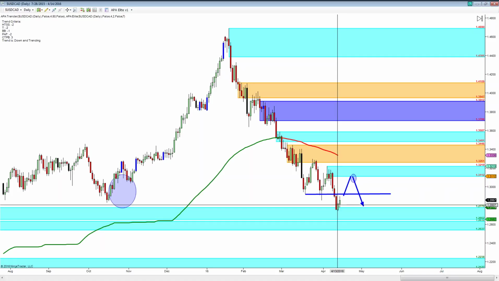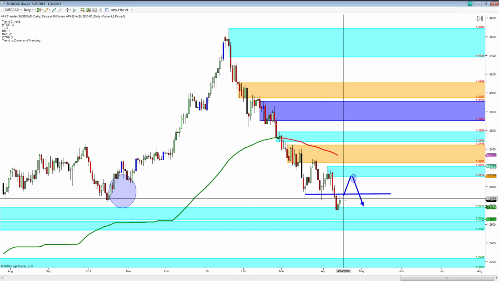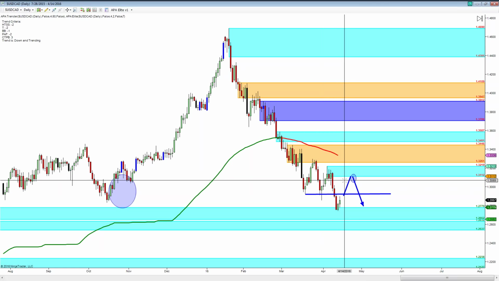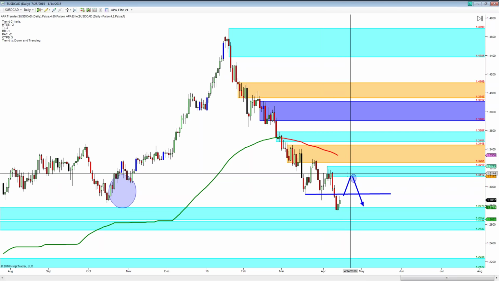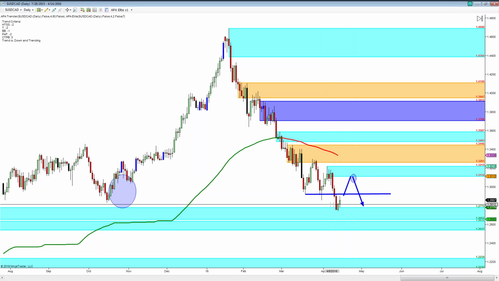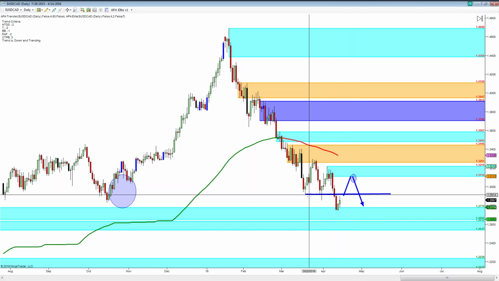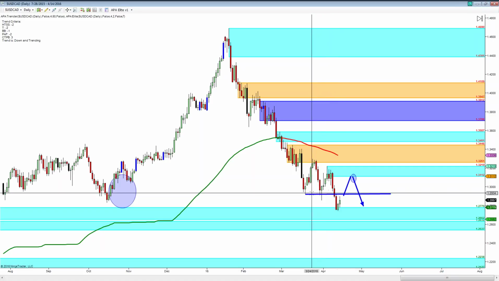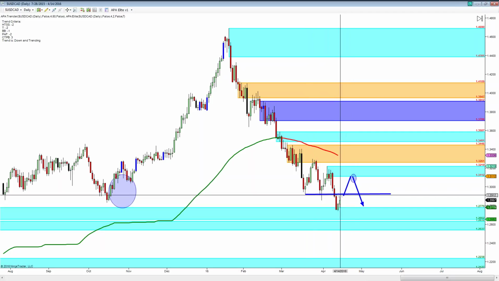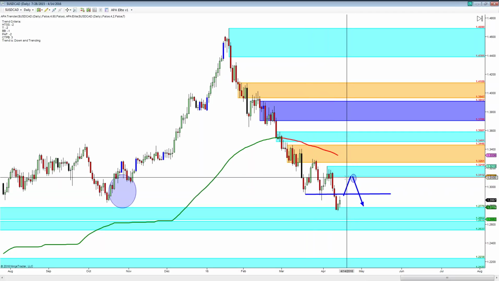This will be the option we'd like to see. But if we don't get this option, keep your eye out for this option as well. At these prior lows becoming resistance and getting our drop from there. So those are two options I'm looking to see play out on this pair.